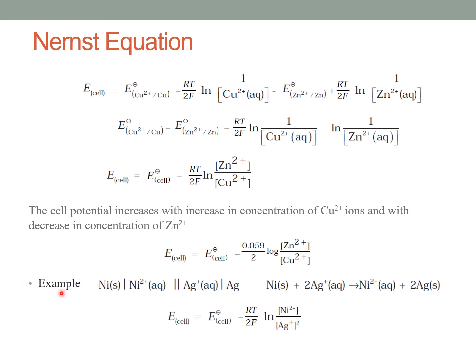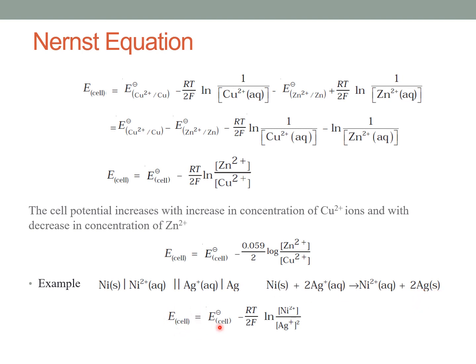We will see one example where the cell is made up of nickel 2 plus/nickel and silver plus/silver. This is the cell constructed with nickel 2 plus on one side and silver plus/silver on the other. Nickel is oxidized to nickel 2 plus, so it is the anode, and silver is the cathode. To balance the equation, we have considered 2 Ag plus ions and 2 Ag. The total number of electrons involved is 2, because nickel gives 2 electrons to become nickel 2 plus, and 2 silver plus ions take 2 electrons and become 2 silver atoms.